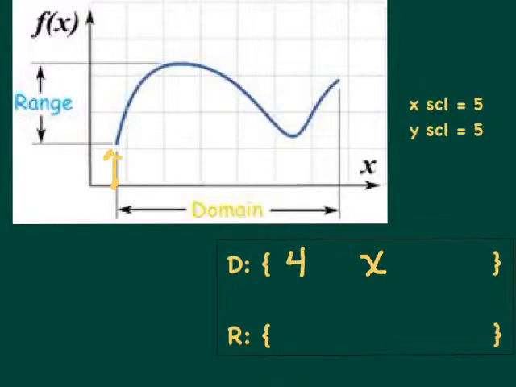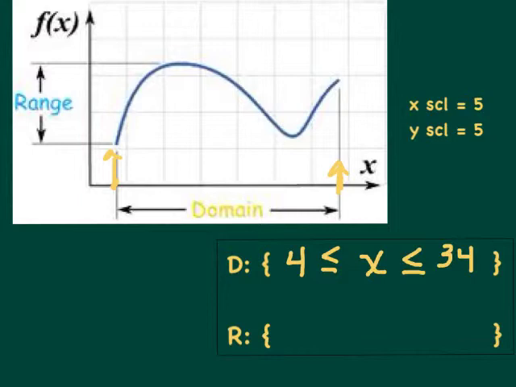And the largest x value can be is 34. We can use an inequality, so I'll put 34 over here, an inequality to state that our domain values is between 4 and 34. This is a sneak preview of a later lesson called set notation.